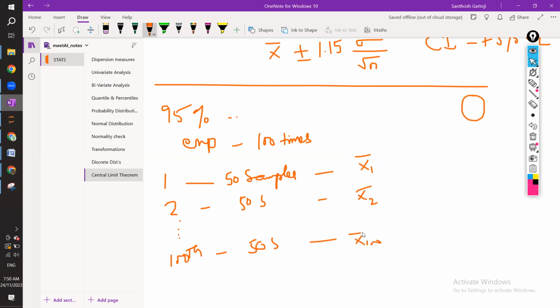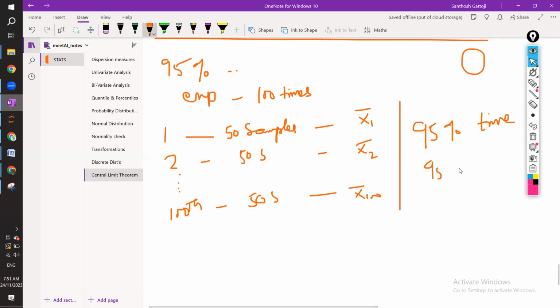Now out of these 100 times, when I say 95% confidence level, the actual statement it means is that when you conduct the experiment 100 times, out of these 100 times, we will be 95% sure. 95% of the time we will be sure, or in our case, 95 times, because 95% confident out of 100 is 95 times. 95 times we are sure that our x bar, our sample mean, will be in the range of the given confidence interval.